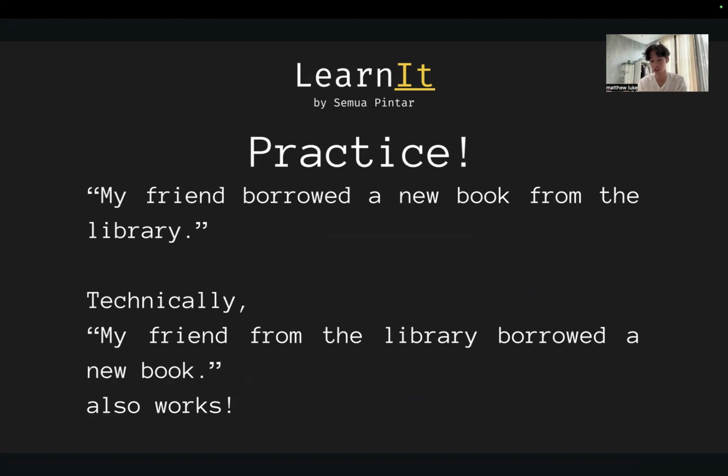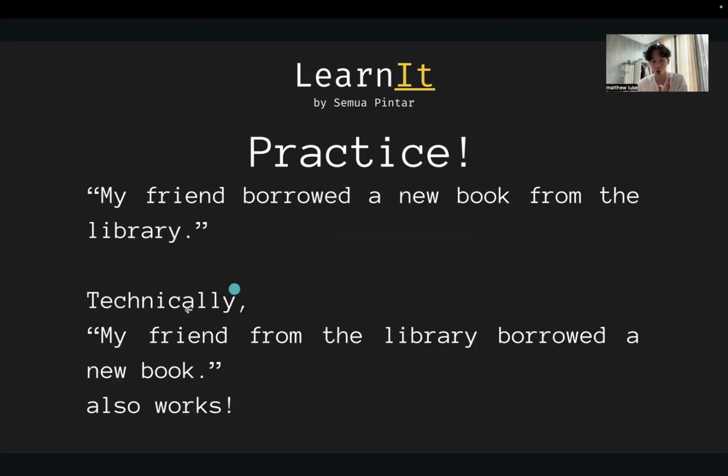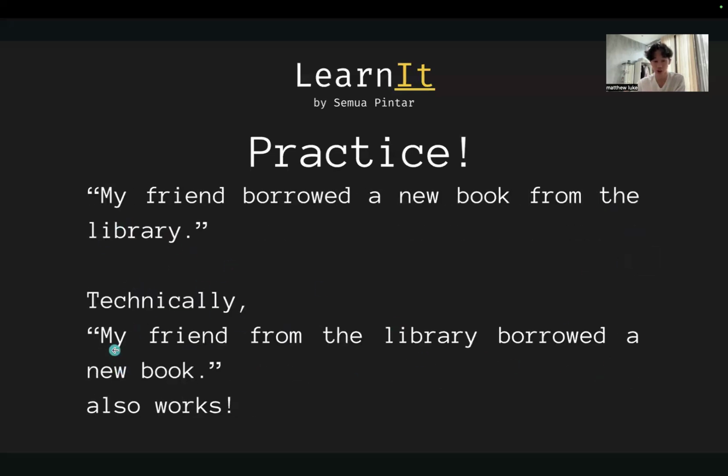That is the final sentence you were expected to get. Technically speaking, you could get a second sentence for this, which is, my friend from the library borrowed a new book. However, these two describe different things. Over here, I'm asking you specifically to describe where the object comes from by adding an adverb to the object. Over here, in this second sentence, my friend from the library borrowed a new book, you're explaining where you found your friend, where you met your friend. So that would be incorrect with the structure over here. However, this sentence still does work.